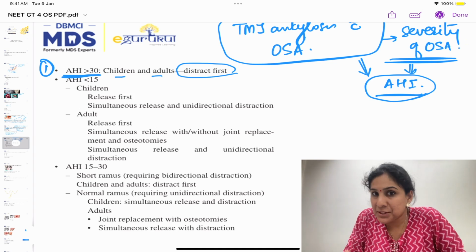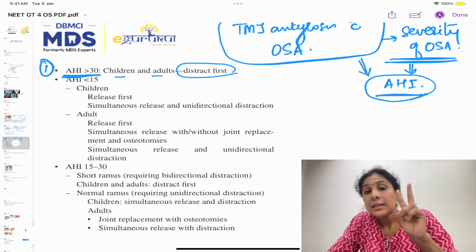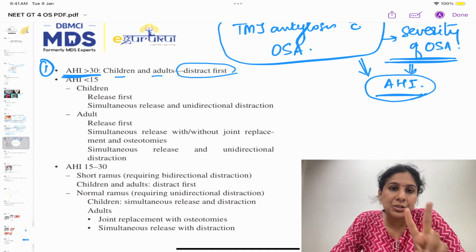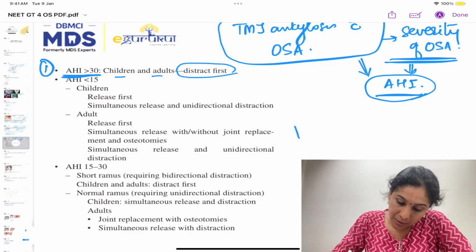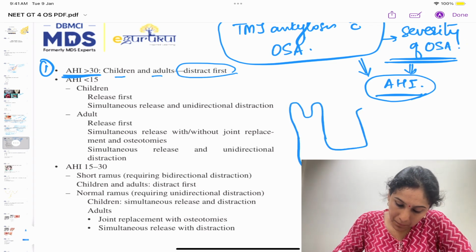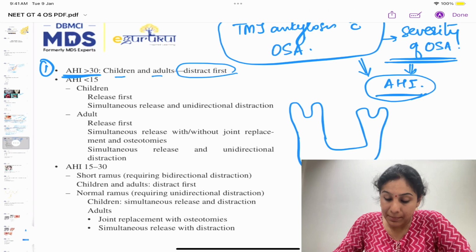Now, what do we mean by distraction? Remember, there can be two types of distractions in TMJ ankylosis. This is the mandible.